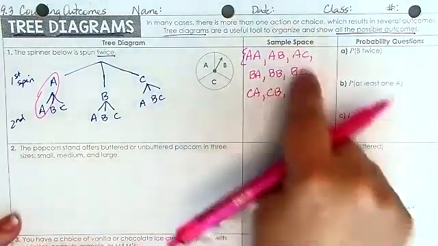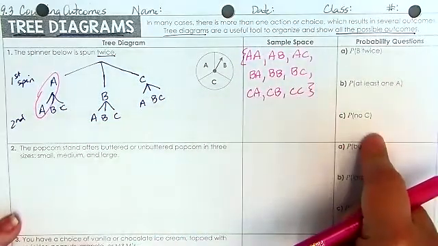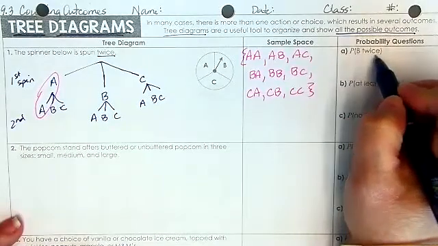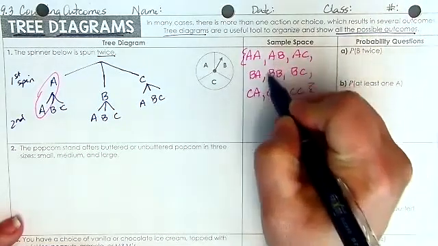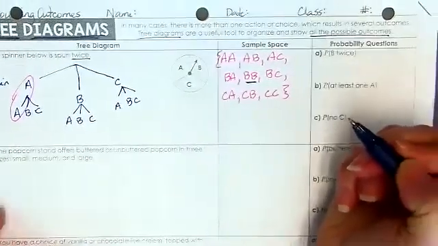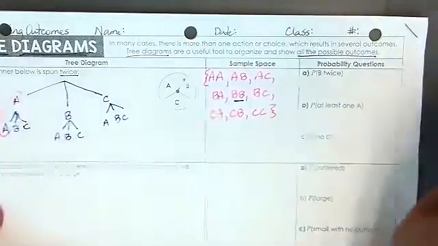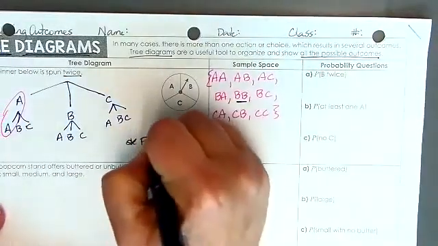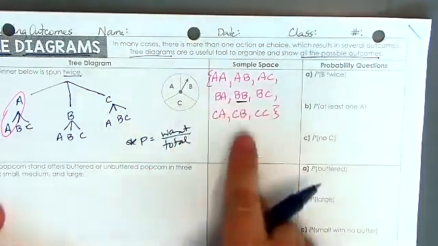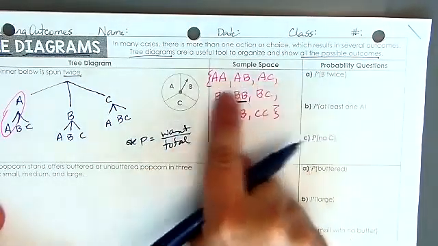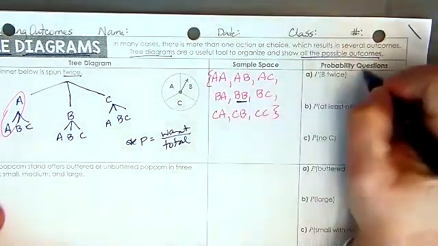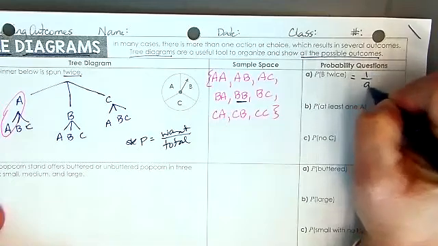And now I can use this sample space to answer questions. I'm going to look to see, what's the probability that B is landed on twice? So I'm looking through and trying to find landed on twice. Here we go. Remember that probability is what you want over the total. My total possible outcomes is 1, 2, 3, 4, 5, 6, 7, 8, 9. What I want, there's only one of them. So my probability is going to be 1 over 9.